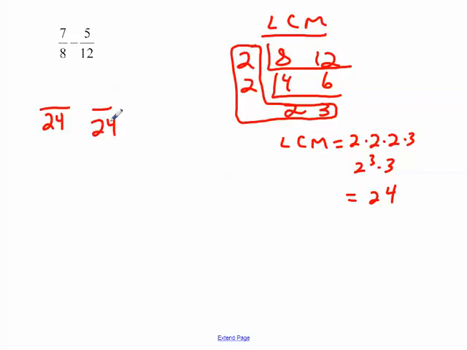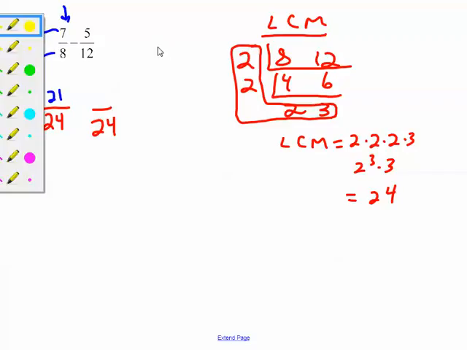So I'm going to use my blue fraction over here, 7/8, and say 8 times what gives me 24? 8 times 3 gives me 24. So 7 has to come along for the ride. 7 times 3 gives me 21. 21/24 is the same as 7/8, and 7/8 is the same as 21/24. The reason we're doing this is to convert to a common denominator by finding the common multiple of 8 and 12.